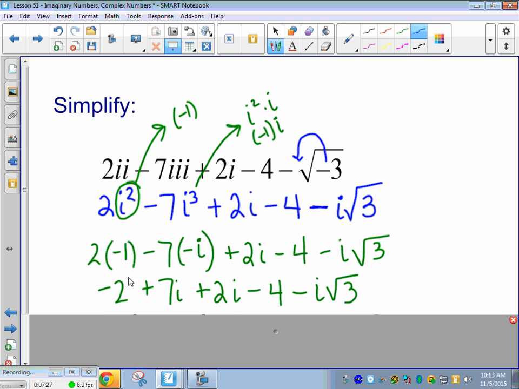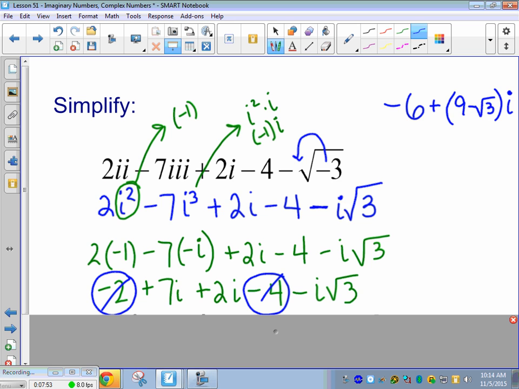Okay, so combine the real parts. The negative 2 and the negative 4 gives me negative 6. And combine the imaginary parts. Okay, here we have 9i and then minus root 3. So how we're going to write this is plus 9 minus root 3, and the i goes afterwards. That's a minus sign. Okay, so 9 minus the root 3, and then we put the i afterwards. So this is in the form of a plus bi. So the real part's negative 6, and the imaginary part is 9 minus root 3.